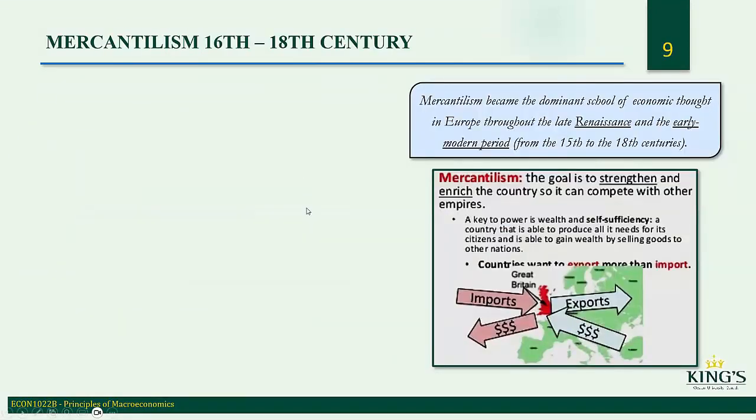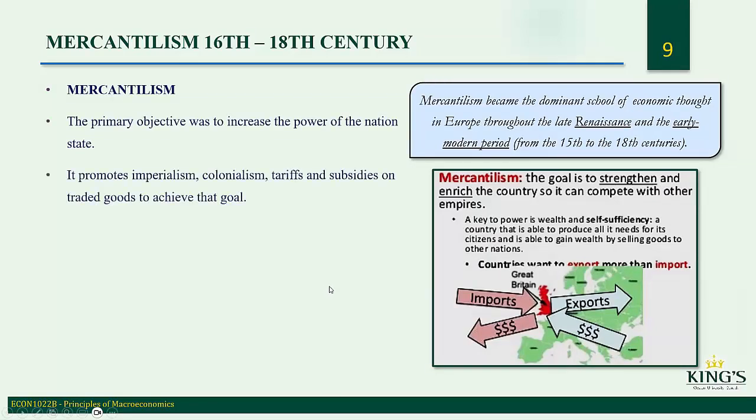That's the main idea. So mercantilism was the main school of thought back in Europe throughout the late Renaissance and early modern periods. You're thinking 15th to 18th century. With this, it's a simple idea, right? The primary objective was to increase the power of the nation state.